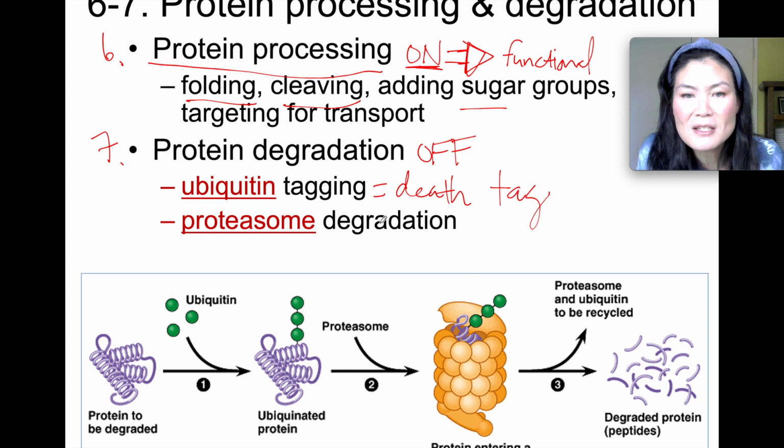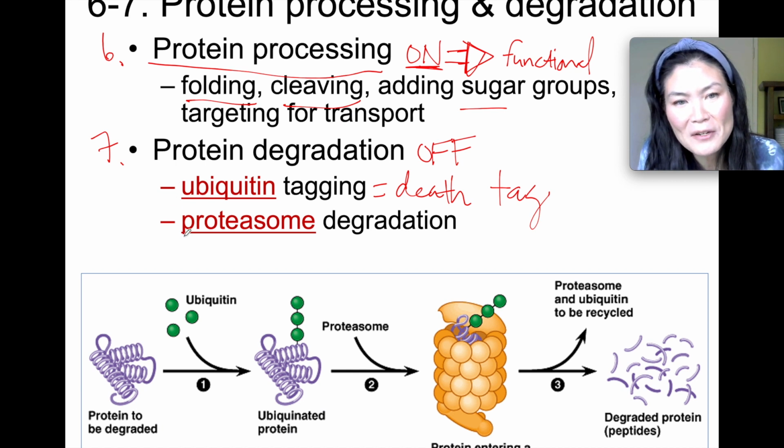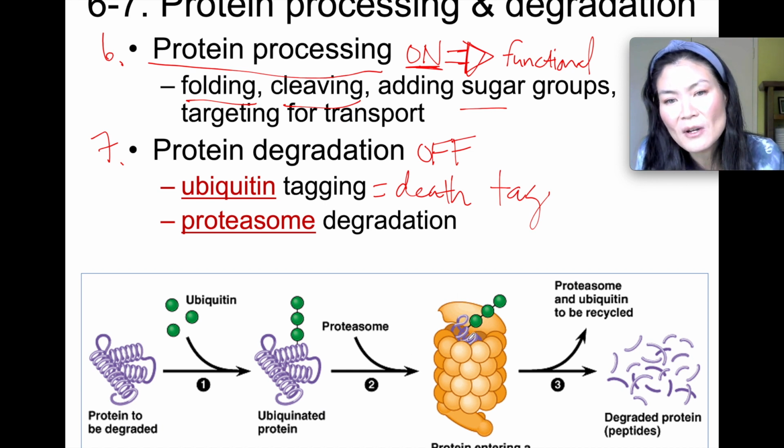I remember a student long ago was like, so ubiquitin is like they hire someone to take out another person, and the proteasome is that person that takes them out. I guess you can think of it that way, okay? So ubiquitin is the death tag, and then the proteasome is the enzyme. It's the enzyme that's actually going to break down that protein, okay?